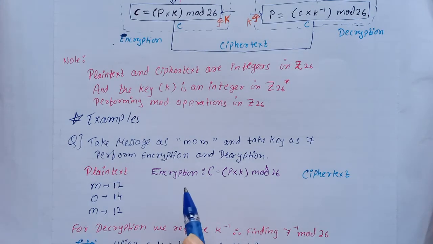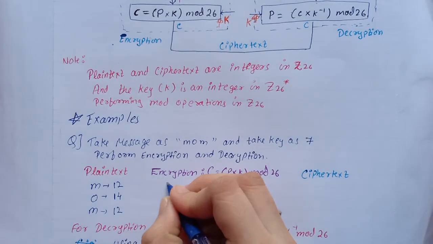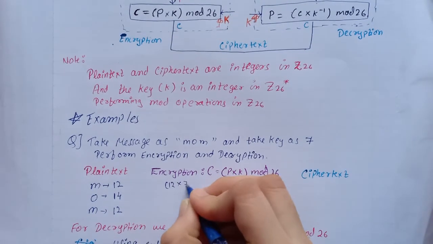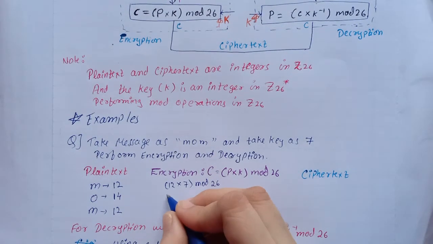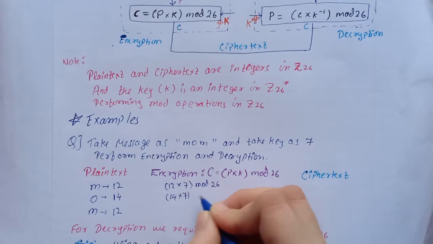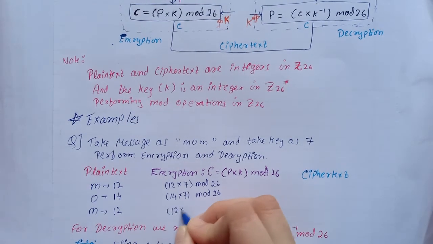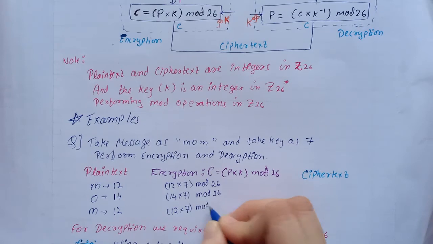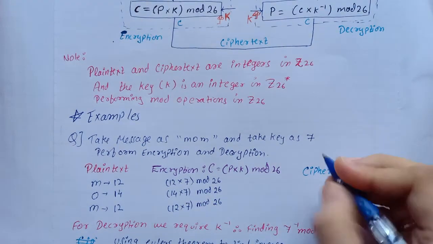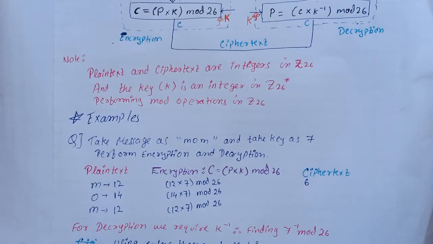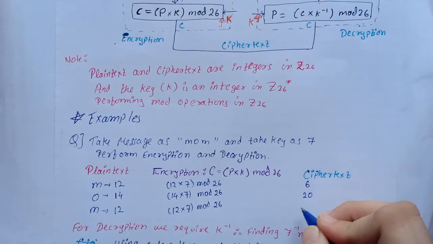Now we will do encryption. So we will do plain text into key. Our key is 7 and plain text is 12. 12 into 7 mod 26, 14 into 7 mod 26, 12 into 7 mod 26. So we get 6, 20, and again 6.